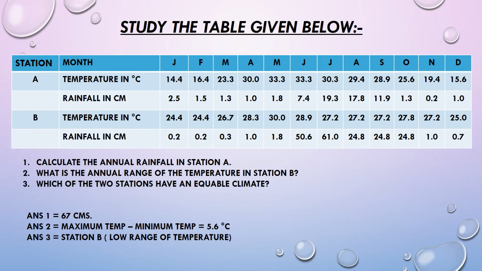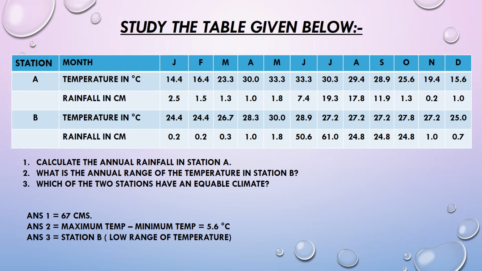Next is station A. You can see the temperature in degree centigrade and rainfall in centimeter. And station B, you can also see temperature in degree centigrade as well as rainfall in centimeter. From January to December, all the months' temperature is recorded. Rainfall is also recorded for station A as well as for station B. Temperature and rainfall is recorded for every month. Now how are you going to begin with it?